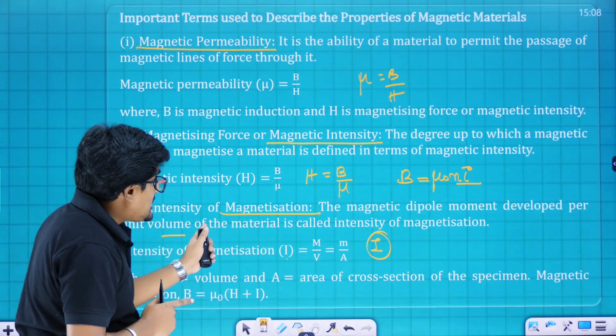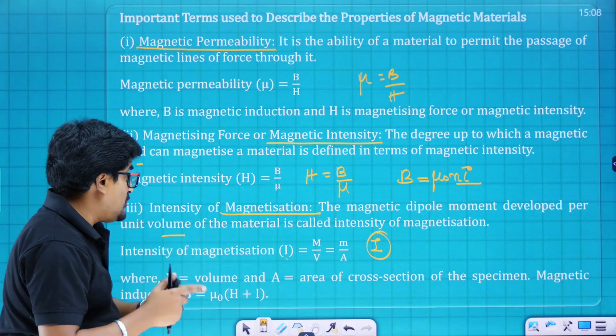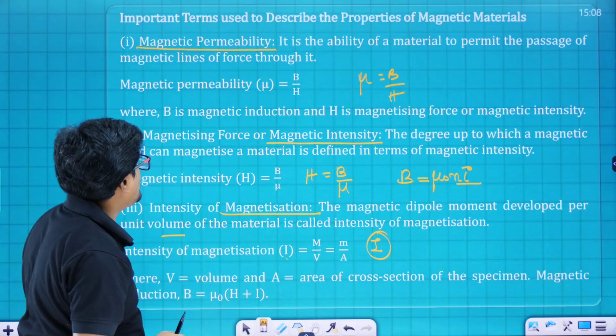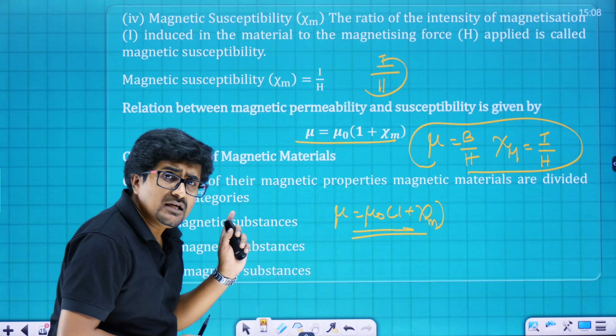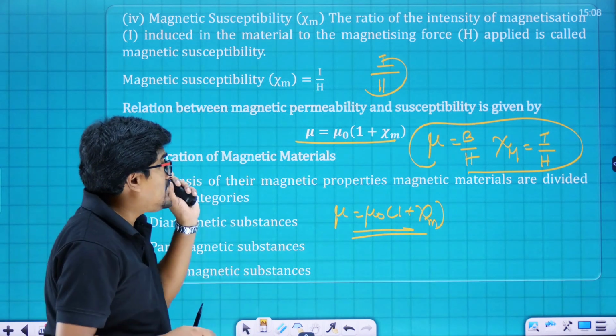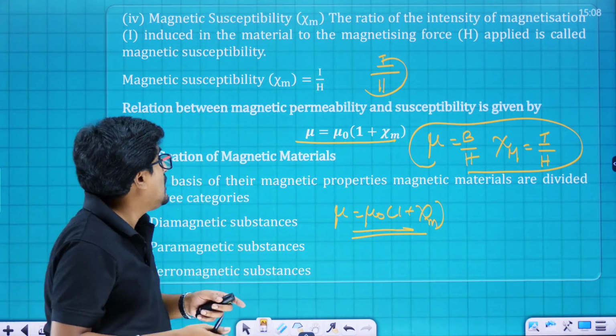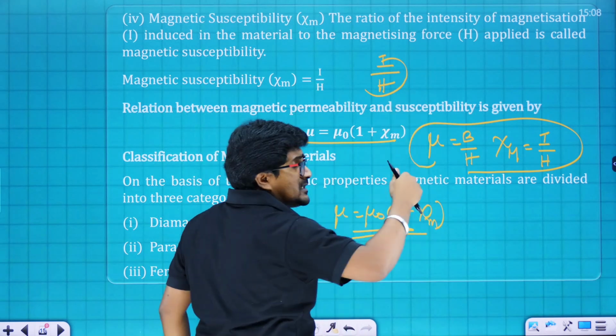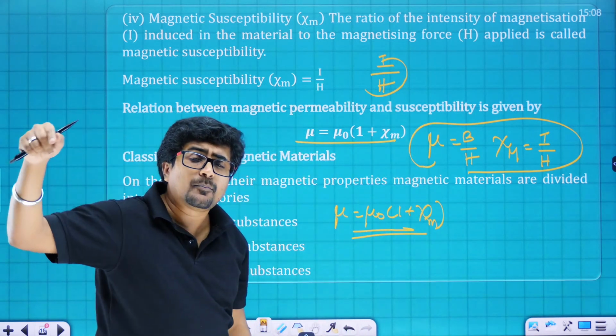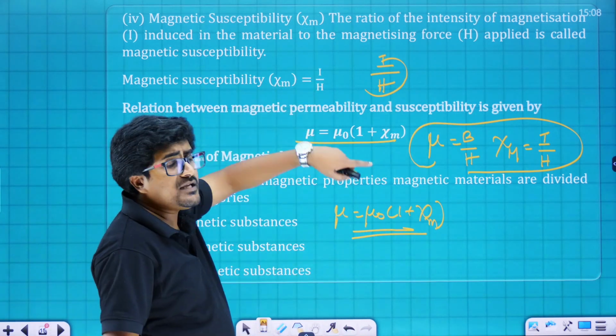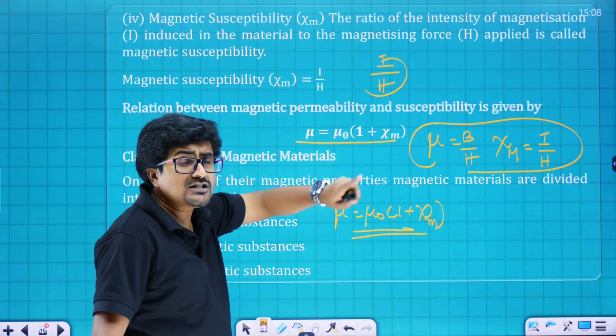Now, intensity of magnetization is magnetic moment per unit volume. And here comes the magnetic susceptibility. That is nothing but intensity of magnetization upon intensity of magnetizing field, that is I by H, is equal to magnetic susceptibility.